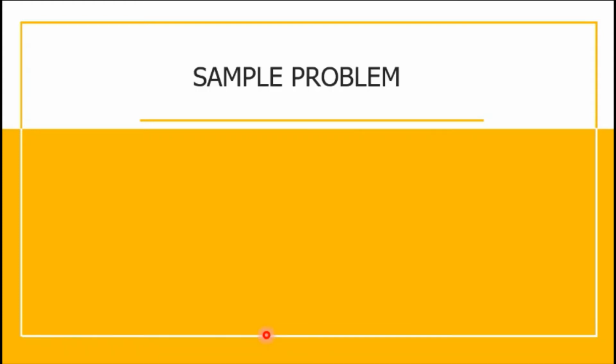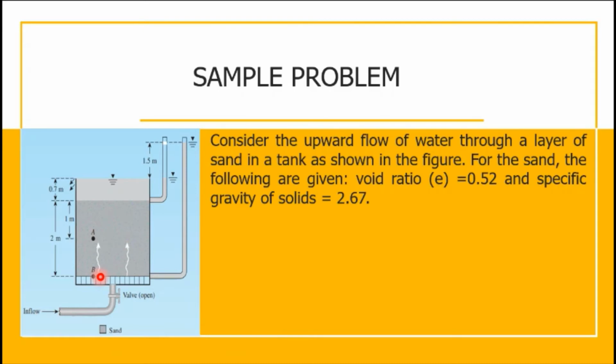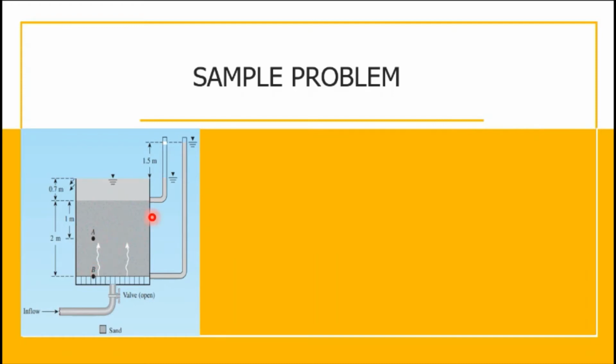So let us understand more of the seepage using this sample problem. So this is an upward seepage problem. And we have to consider the upward flow of water through a layer of sand in a tank as shown in the figure. So for the sand, the following are given. The void ratio is equal to 0.52 and specific gravity of solids is equal to 2.67. So we have to calculate the total stress, the pore water pressure, and the effective stress at points A and B.